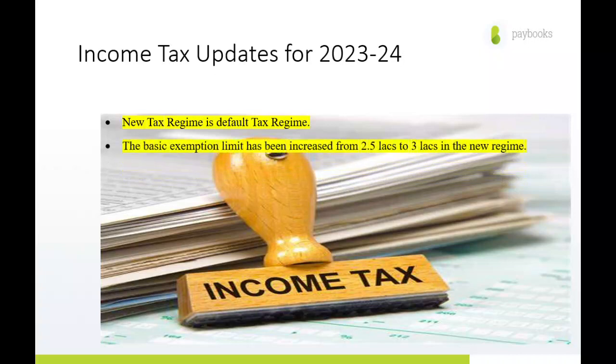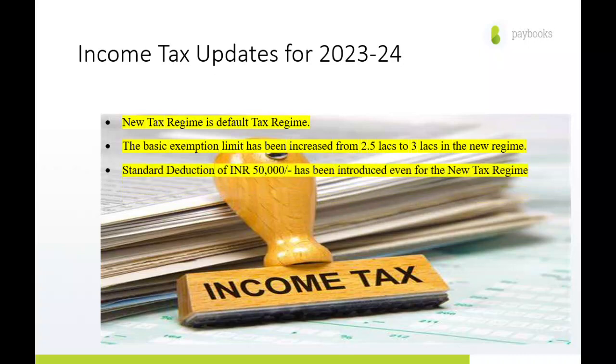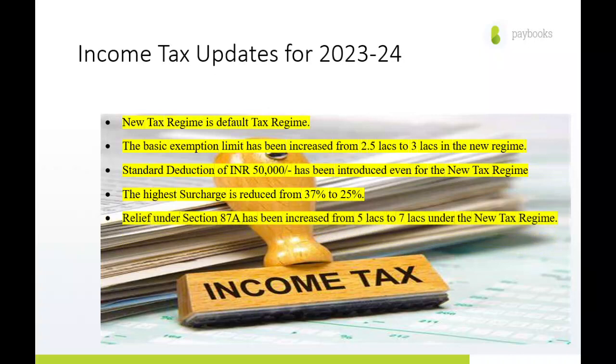The basic tax exemption limit has been increased from 2.5 lakhs to 3 lakhs for the new regime. Standard deduction of INR 50,000 has been introduced even for the new tax regime. The highest surcharge is reduced from 37% to 25%. Relief under Section 87E has been increased from 5 lakhs to 7 lakhs under the new tax regime.